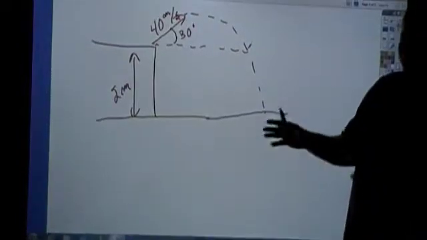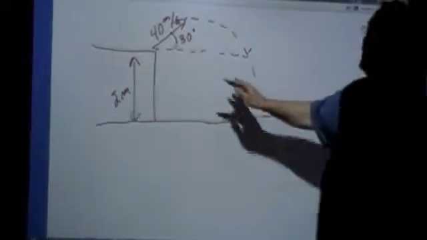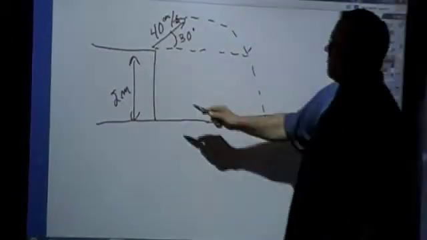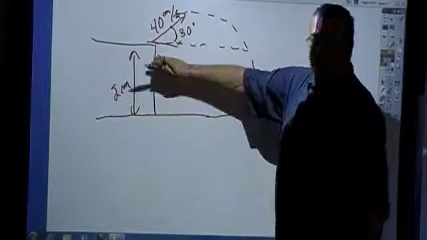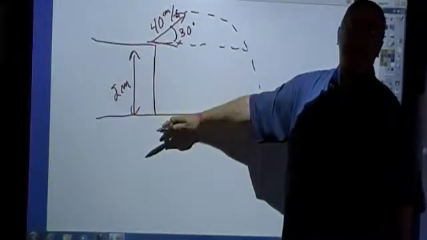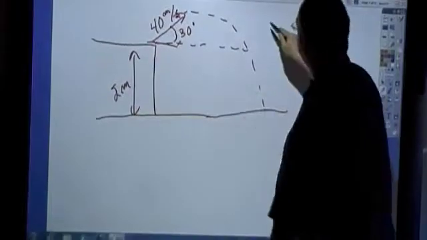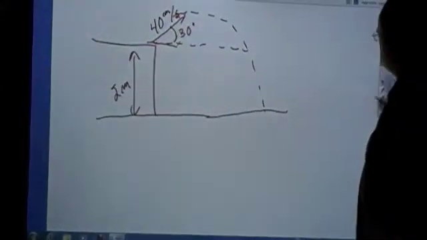Projectile, because it's moving in X and Y. Agreed? So we need a, what's our tool for projectiles? XY table. This is our point of origin, therefore that 2 meters better be recorded as -2 in the Y direction. So let's set up an XY table.